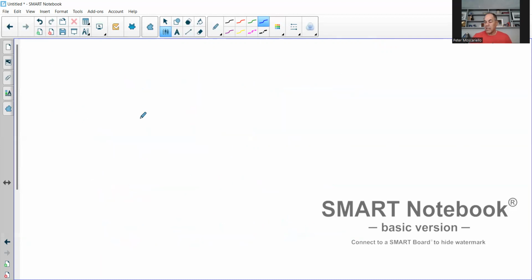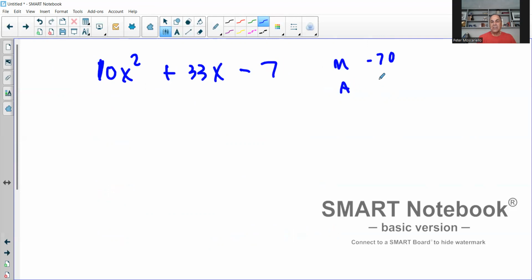All right, let me give you one for you to try here. Give me a sec. Let's try 10x squared plus 33x minus 7. Go for it. Okay, multiplies to negative 7, adds to 33. Oh, that's a positive 35 and a negative 2. Interesting. I guess it's not that interesting.